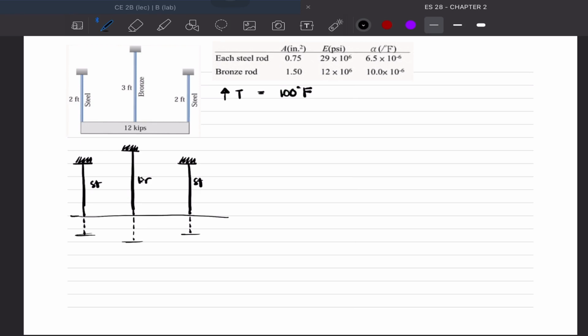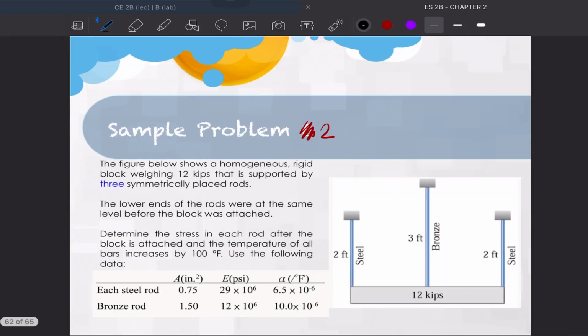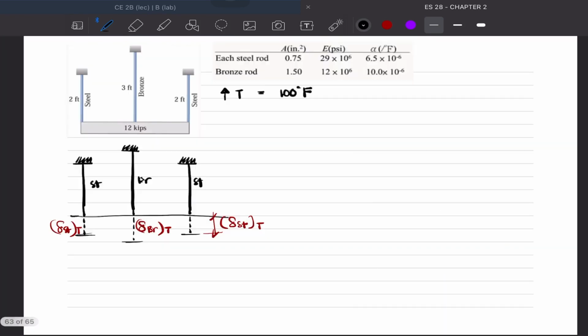Kani karon deformation sa steel bar due to the change in temperature. Kani pod deformation sa steel bar due to the change in temperature. Deformation sa bronze bar due to the change in temperature. So muna siyang first step. Ang second step is ibalik na to og attach ang iyahang constraint. Or in this case, katong block nga 12 kips ang weight. So ibalik na to siya attach.